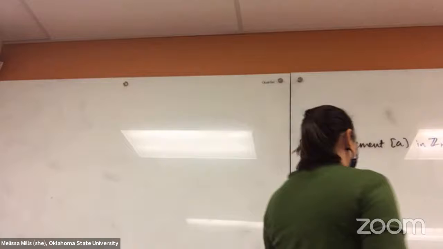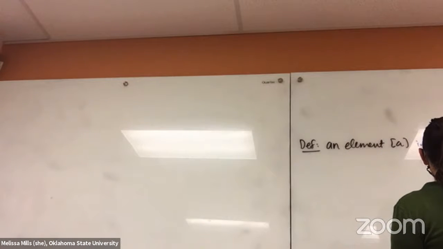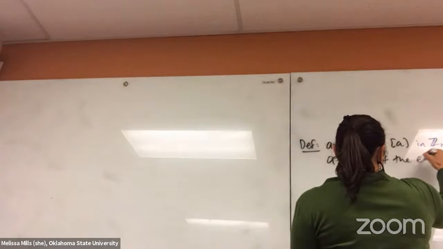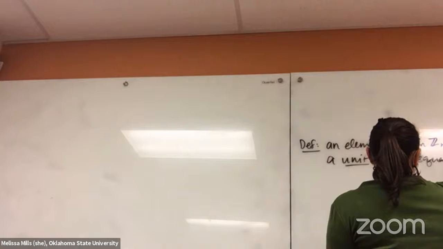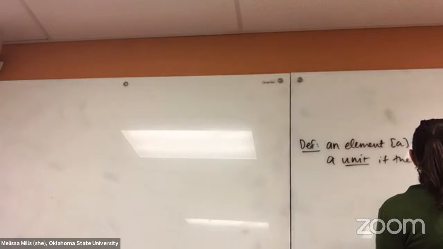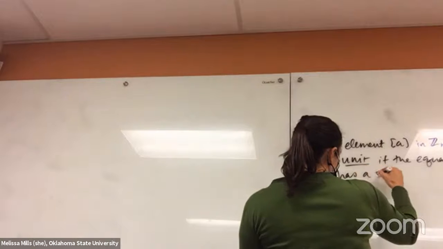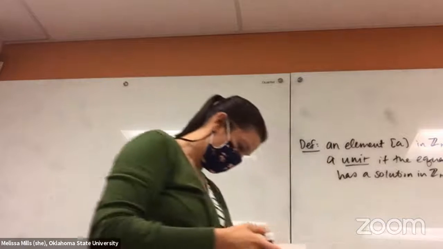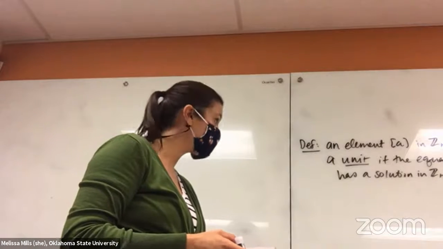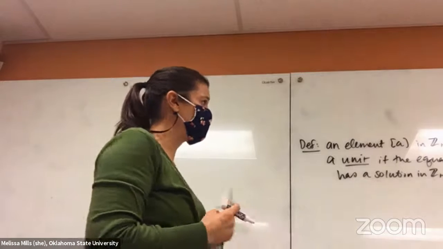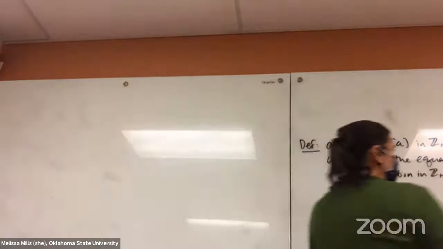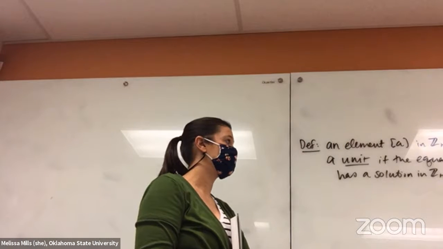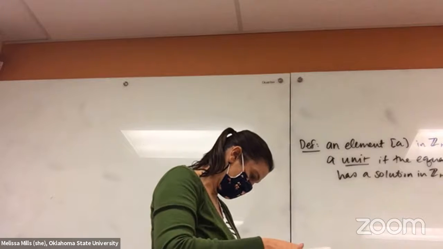An element A in Z mod n is called a unit. So how do we show something is a unit? Well, I've got to find the x that makes this true, and then it's a unit. And then what about for zero divisors? Is it the same thing but equal to 0?